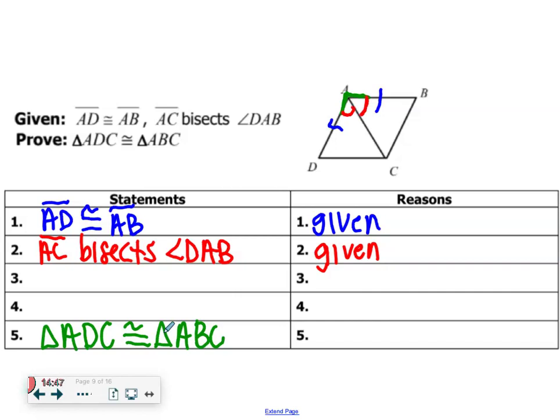So what two angles are now equal? BAC and DAC. Angle BAC is congruent to angle DAC. What's our reason? Definition of a bisector.